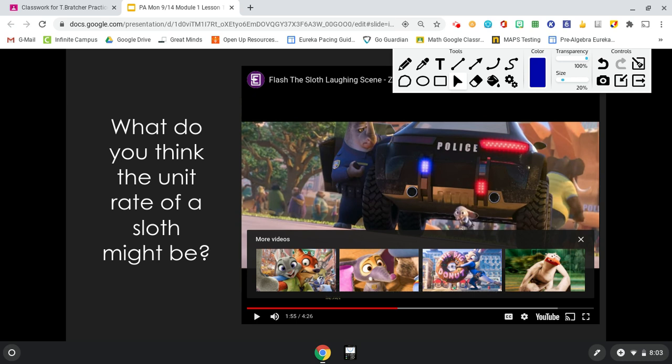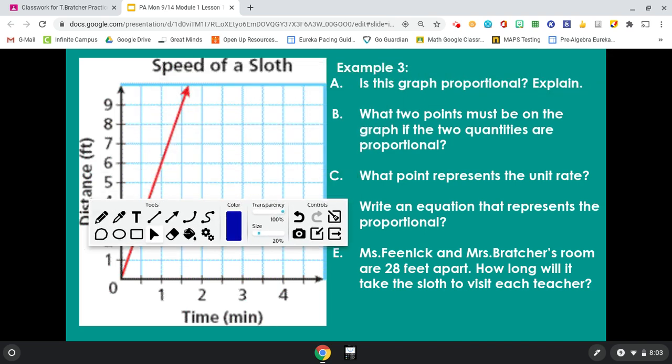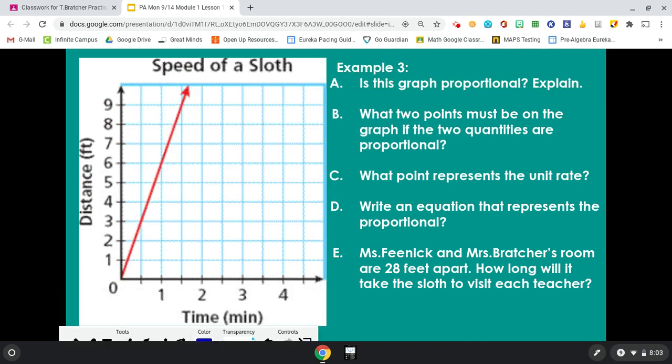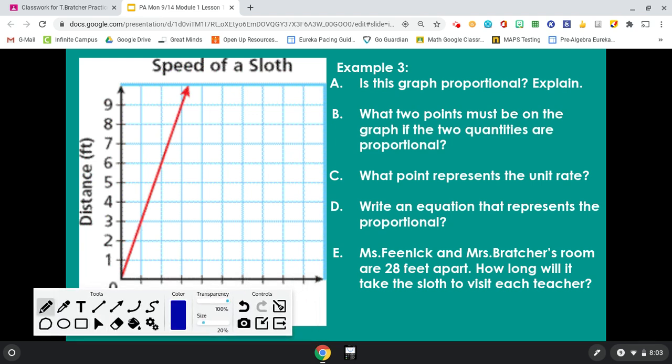So pretty funny. As you can see, the unit rate of a sloth might be very, very slow. It would not go very fast. And that's what our next example has, it's talking about a sloth. Okay, so speed of a sloth. Our x value is time in minutes, and our y value is distance in feet.